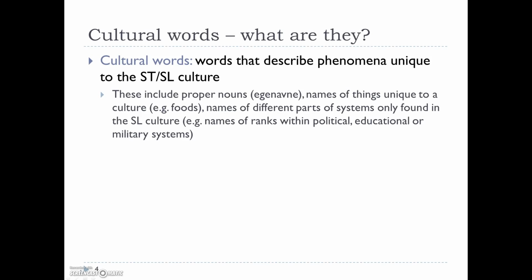Now, cultural words. They are words that describe phenomena that are unique to the source text or source language culture. So, for instance, proper nouns, names of things that are unique to a culture. We've discussed already different types of foods, for instance, and you find a lot of these cultural words when you talk about food cultures. It can also be the names of different parts of systems only found in the source language culture. So, for instance, if you consider the political institutions, educational systems, military ranks, and so on, these are bound to be slightly different in the different countries, right? In the different cultures of the source text and the target text, and thus we have these cultural words, which can be difficult to translate.